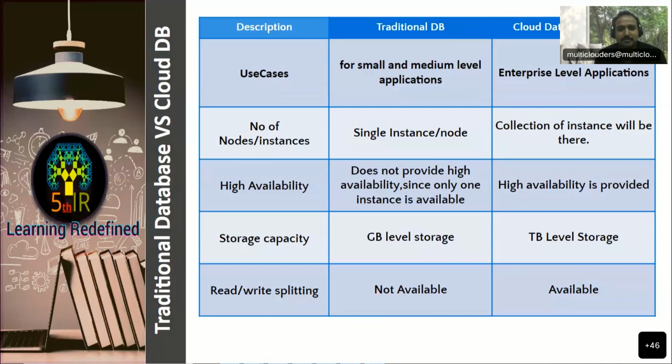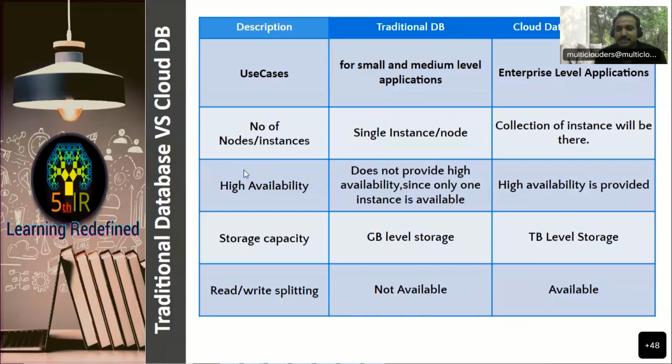And moving to the number of instances or number of nodes available. In a traditional database, normally a single instance or single node will be there. But in cloud databases, a collection of instances will be there. In the case of PolarDB, we can create a total of 16 nodes, or 16 cluster nodes, in PolarDB. That's an important feature you have to know. If you are creating an application on a single node instance, there will be no high availability, and your application will be prone to disaster or failure.